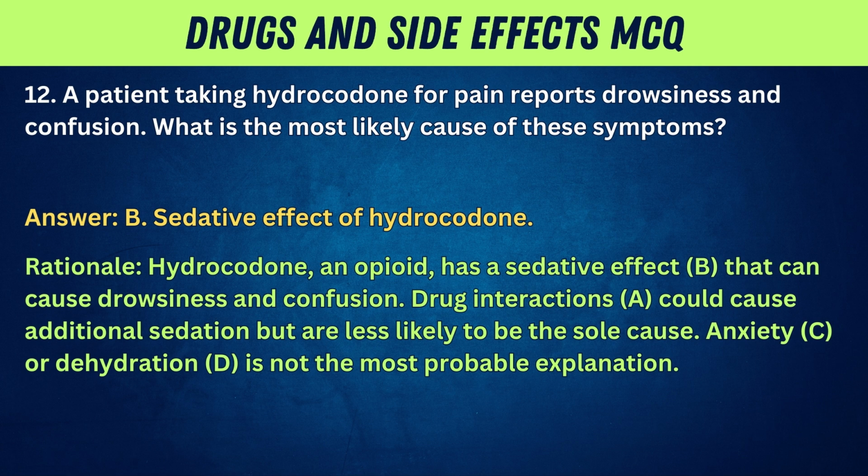Rationale: hydrocodone, an opioid, has a sedative effect, B, that can cause drowsiness and confusion. Drug interactions, A, could cause additional sedation but are less likely to be the sole cause. Anxiety, C, or dehydration, D, is not the most probable explanation.